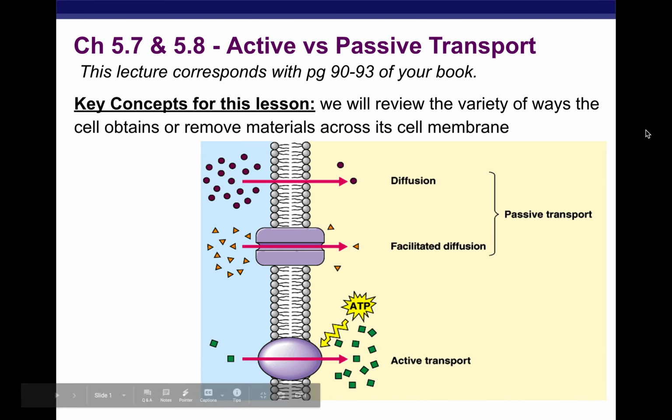All right, everyone. Hi, this is a lecture for Chapter 5.7 and 5.8. We're going to cover active and passive transport. This corresponds with pages 90 through 93 of your textbook.